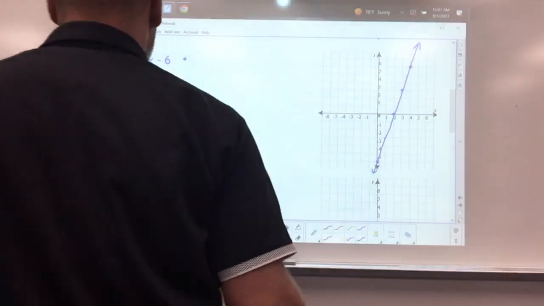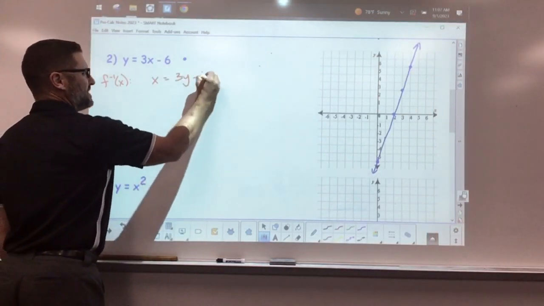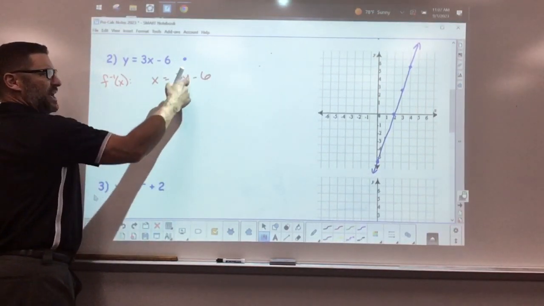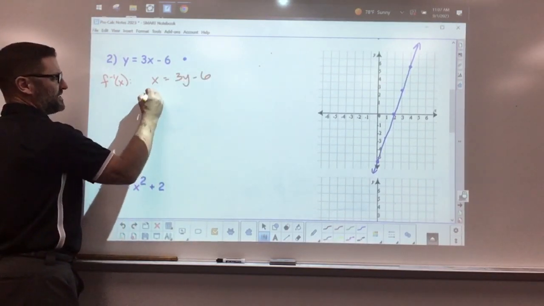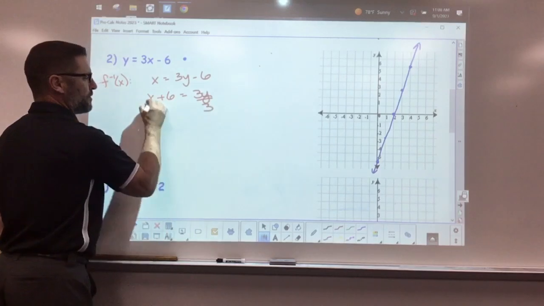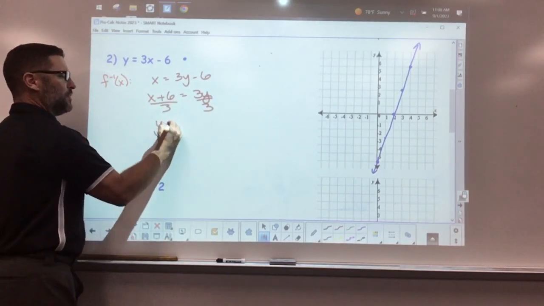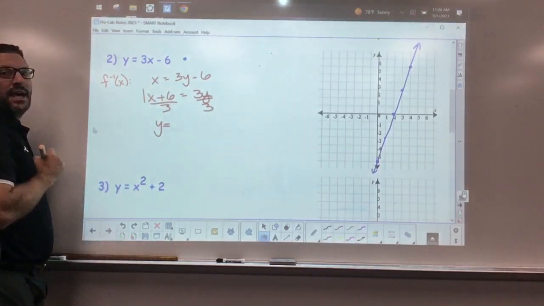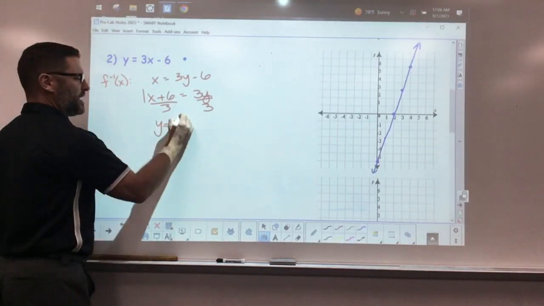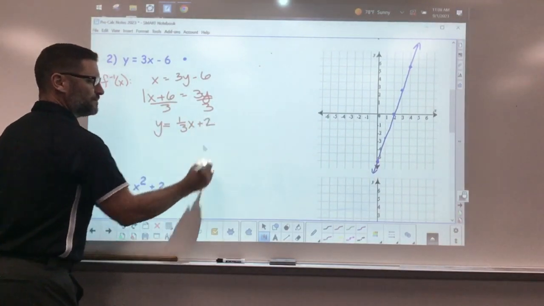So I take my x and the y and I switch them. I got x equals 3y minus 6. I got to get that y by itself so I can grab it. So I'll add the 6, and then I'll divide by the 3. And the 3 goes with both. The way I would write that, there's a 1 in front of the x. The way I would write that is y equals 1/3 of x, and then 6 divided by 3 is 2.